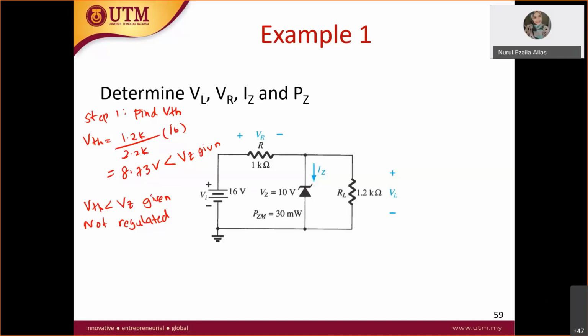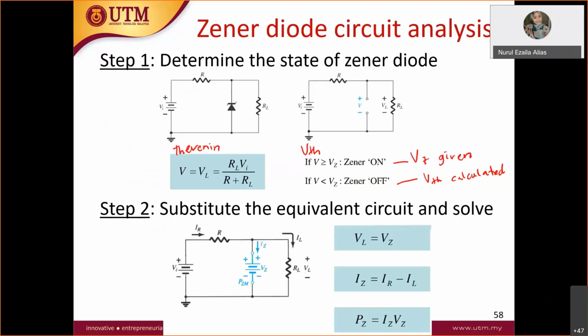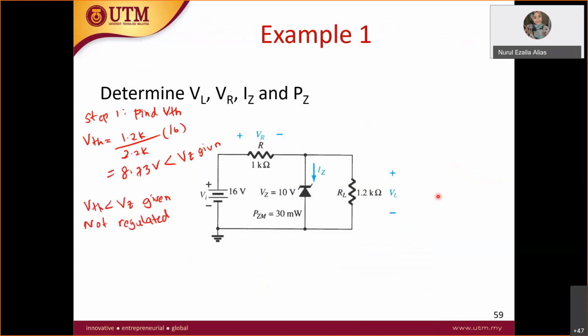If it is not regulated, it means the Zener diode is off, so we use the voltage across here, which is VTH that we have calculated, in this case 8.73. If we redraw the equivalent circuit, it will be like this. So this is VE, 16 volt.